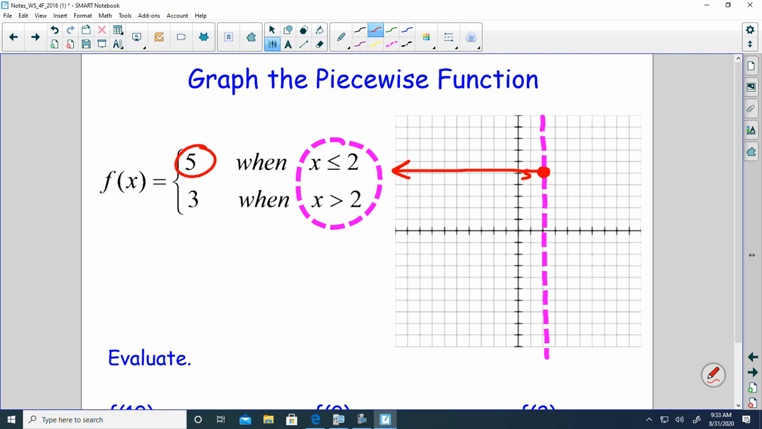Okay, the second one, I'm going to go ahead and do in blue. So I'm going to go at 3. So 1, 2, 3. I have 3 here. So I have an open dot here, and I'm going this way. The pink dotted line is just the barrier where it changes graphs. You go from one graph to the other. Notice on the red one, we do include the point because we have the equal sign. And on the blue one, we have an open dot because we don't.